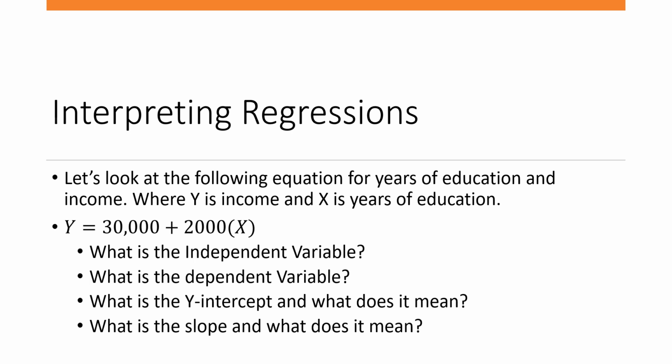If, for example, you had 10 years of education, then you'd have 30,000 plus 2,000 times 10, which is going to be 20,000. And so your yearly income would be 50,000. And we could keep going up in this sort of way to find out if you had, say, 15, 16, 17 years of education, what your income would be.